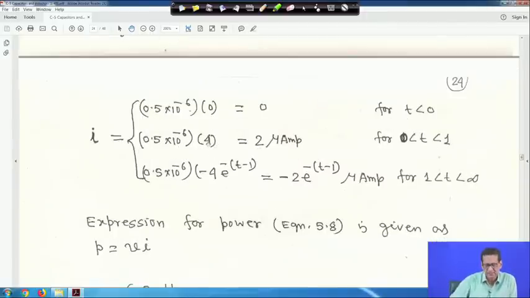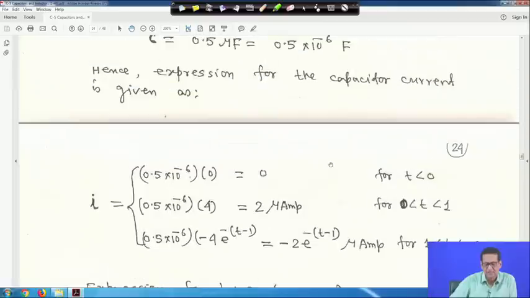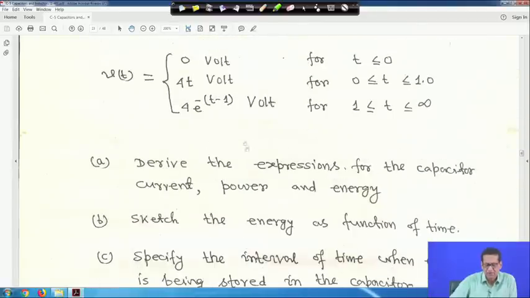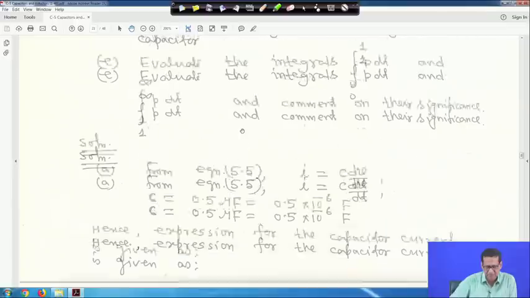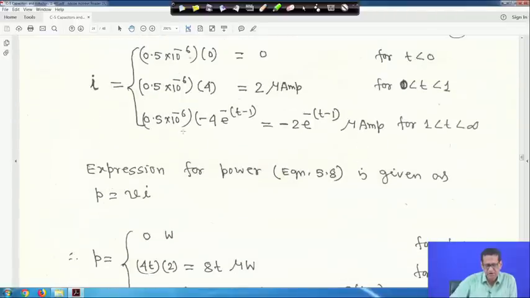Then in the second case, in between 0 and 1, v(t) is equal to 40. If you take the derivative with respect to t, it will be 4 multiplied by C. So, it will be 2 microampere, because 10 to the power minus 6 is there, for t greater than 0 and less than 1. And the third one was given as 4 e to the power minus (t minus 1). You take the derivative of it, C into dv by dt, and it will be 0.5 into 10 to the power minus 6, that is the C value in farad, into minus 4 e to the power minus (t minus 1). So, it is minus 2 e to the power minus (t minus 1) microampere for t greater than 1 and less than infinity.